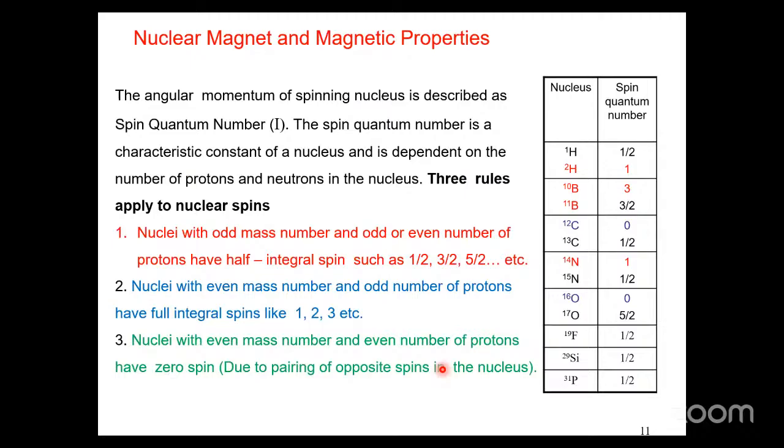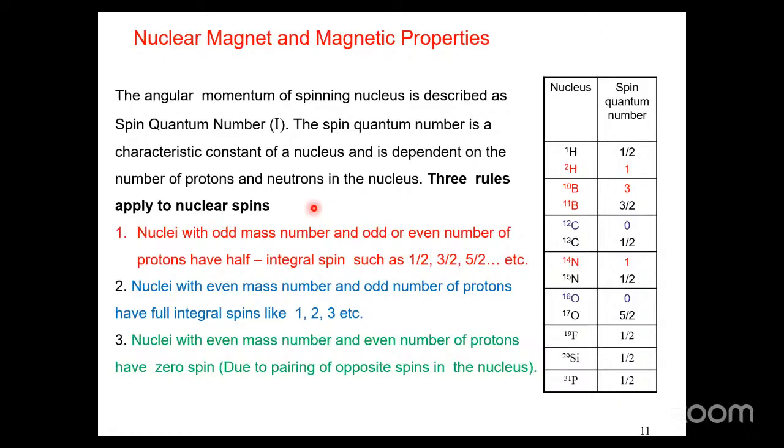Now, will all the nuclei show this flipping of the spin? No, not at all. So what is the condition to have an NMR active nucleus? We have already seen a very important property, the angular momentum of a spinning nucleus, which is also called the spin quantum number. The spin quantum number is a characteristic constant of a nucleus and depends on the number of protons and neutrons in the nucleus. Now, we have to apply three rules.